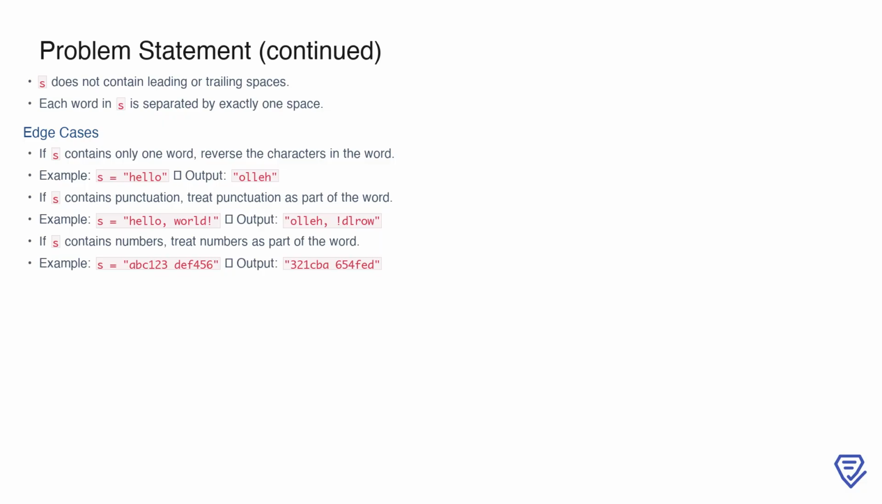If the string includes punctuation, such as S equals "hello, world!", we treat punctuation as part of the word. The output in this case would be ",olleh !dlrow". Similarly, if the string contains numbers, we treat them as part of the word. For example, S equals "ABC 123 def 456" would result in the output "CBA 321 fed 654". These guidelines help ensure that we handle all possible inputs correctly.